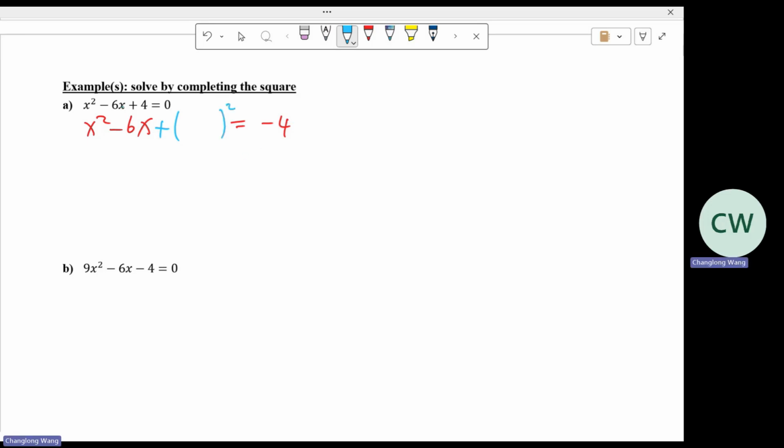The square of half of the linear coefficient. Linear coefficient is negative 6, right? Divide that by 2, or take 1/2 of negative 6. But this is an equation, right? When you add something on one side, make sure you add the same thing on the other side just to balance it out. Okay. Now on the left-hand side, you are guaranteed a perfect trinomial.